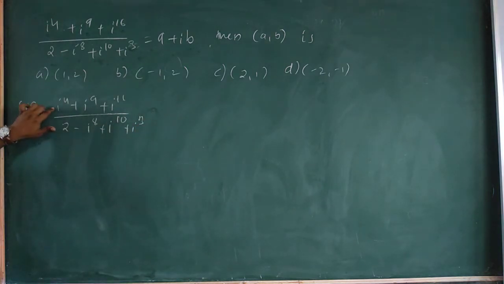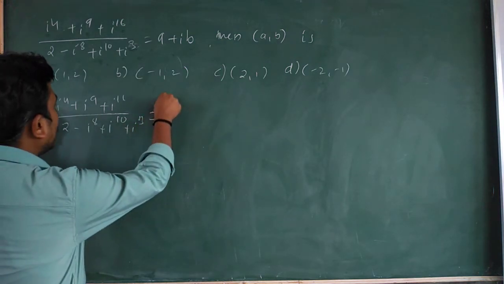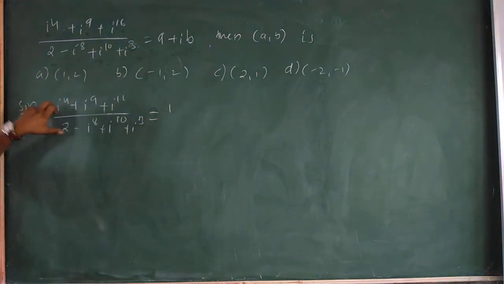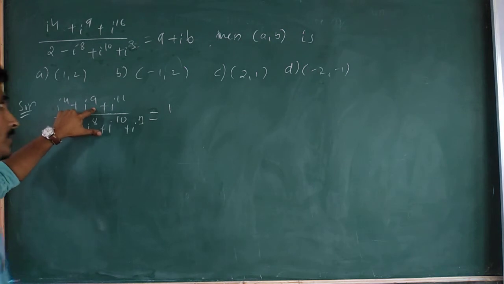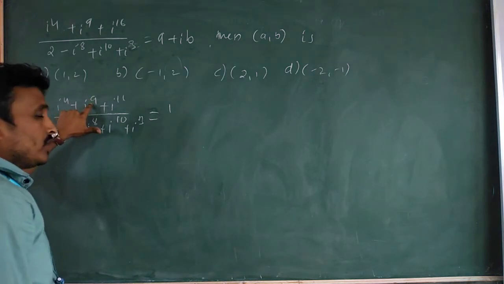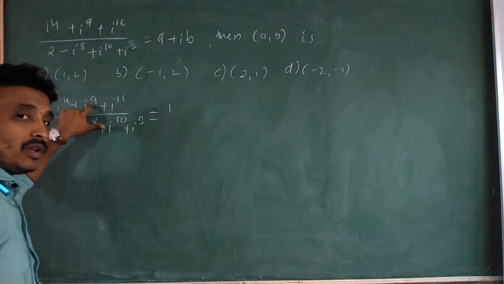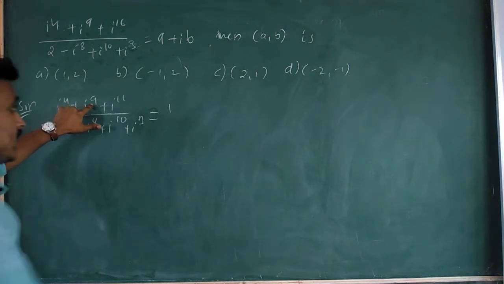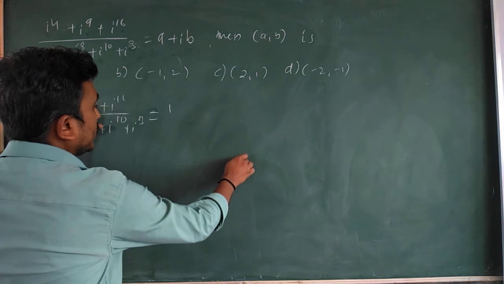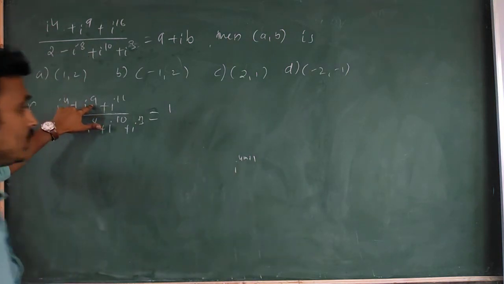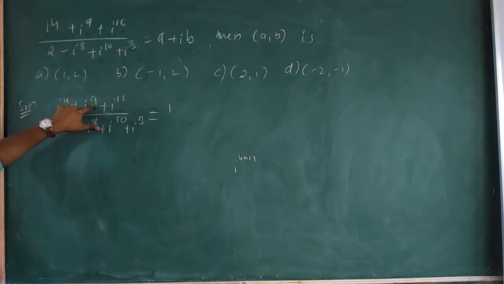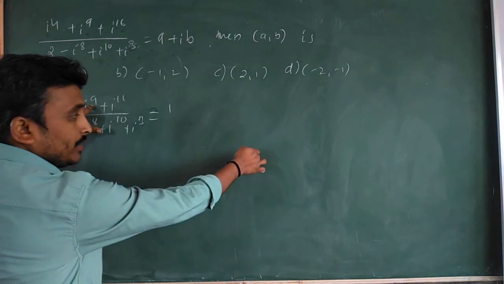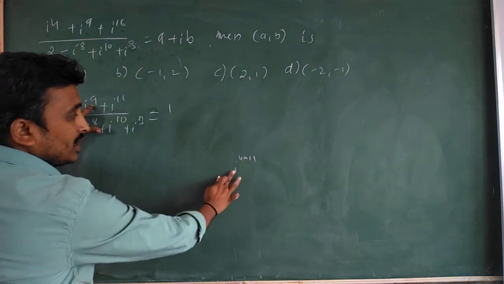i^4 value is always 1. i^4 value is 1, plus i^9. 9 divided by 4 gives a remainder of 1, that is the i^(4m+1) form. i^(4m) into i means remainder one gives i.